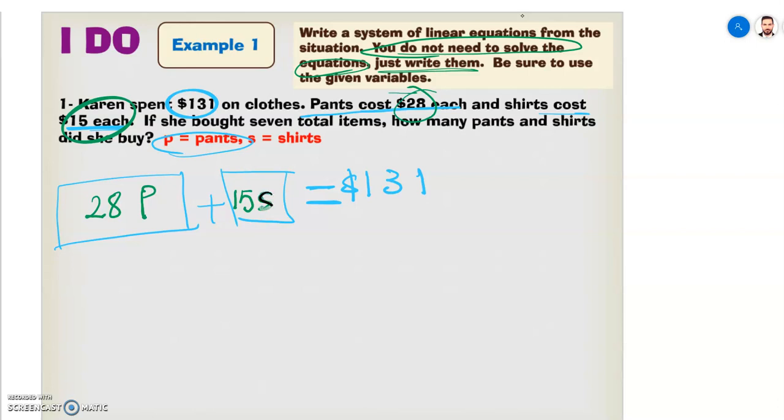This is letter S, and this is letter P, so that we understand that we have two variables, like x and y.